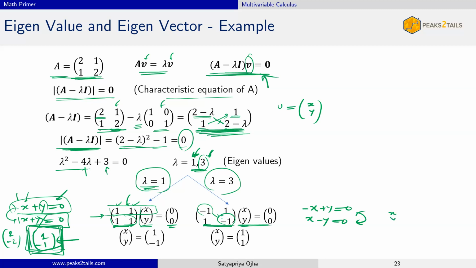X equal to y. Any vector that has both components the same, x equal to y, is in that family, that direction. So my answer would be 1, 1. It's the standard choice. This is my eigenvector that will be scaled by 3. You can take any vector, 2, 2 works. So my final answer: eigenvector is 1, minus 1, eigenvalue is 1. Eigenvector is 1, 1, eigenvalue is 3.